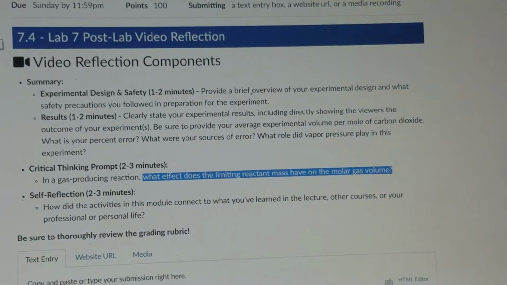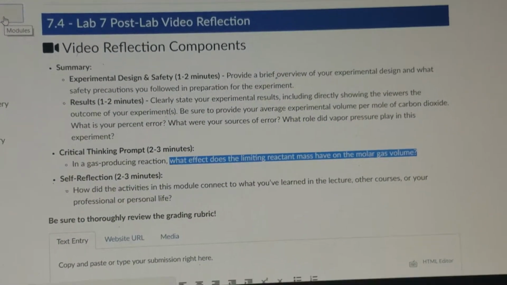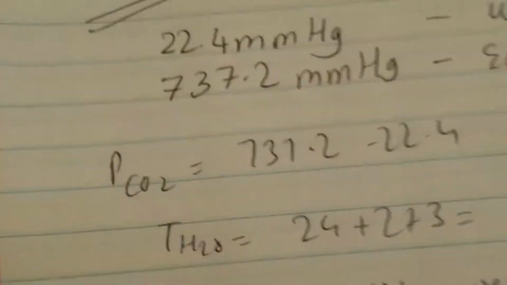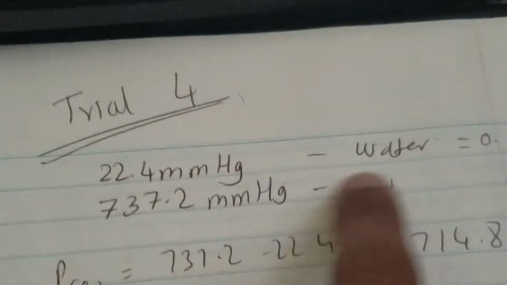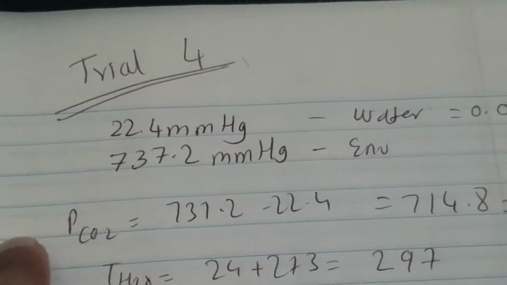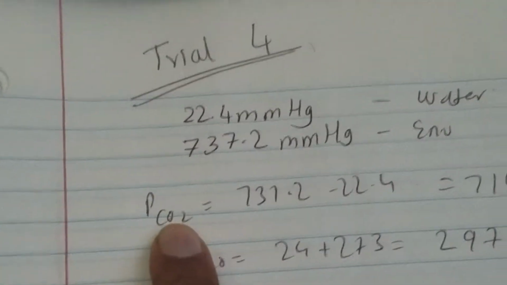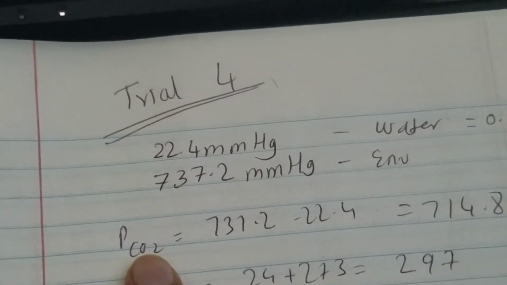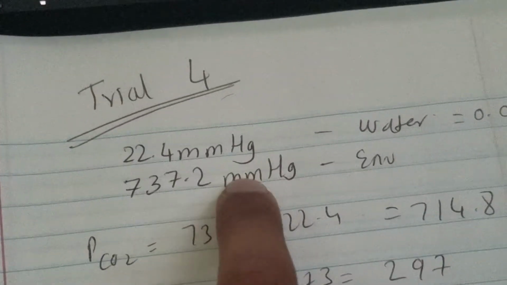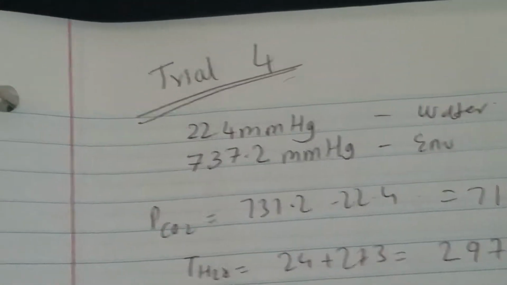Now, what role did vapor pressure play in this experiment? I used the water vapor pressure to calculate the amount of carbon dioxide produced for my environment. So that's the role that water vapor played in this experiment.